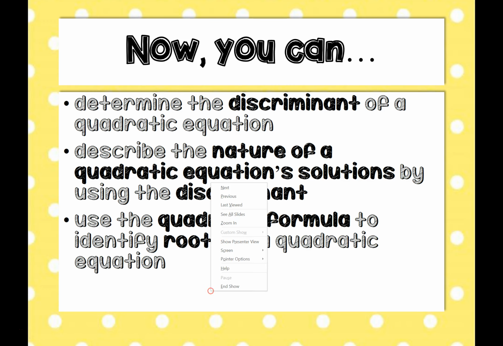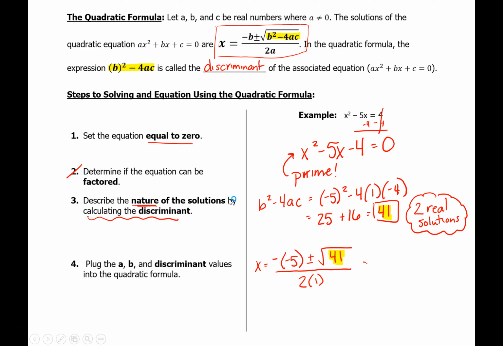All right, so let's simplify this thing. Negative 5 is just positive 5. So that's 5 plus or minus the square root of 41. I can't simplify the square root of 41. 41 is just 1 times 41, and that's all over 2. From there, there's no further simplifying that I can do. The radical is simplified. This fraction can't be reduced. So that is my final answer.